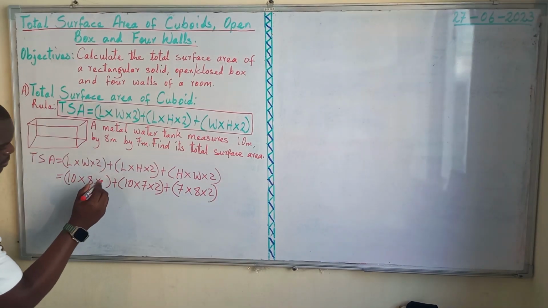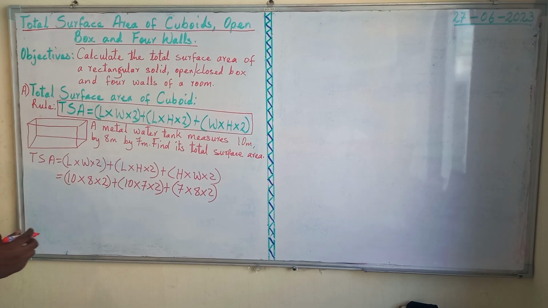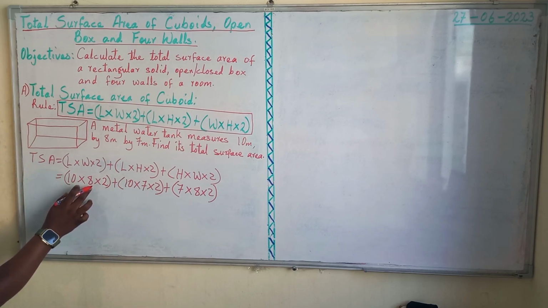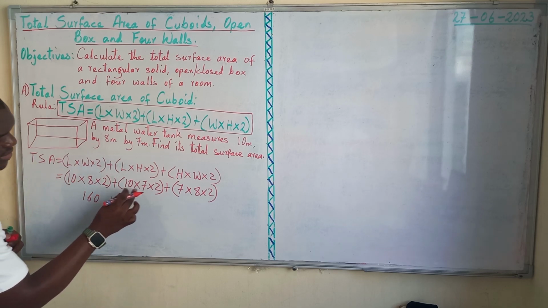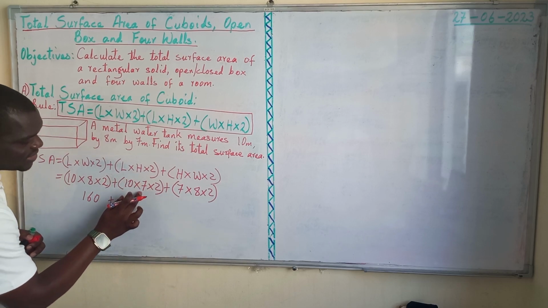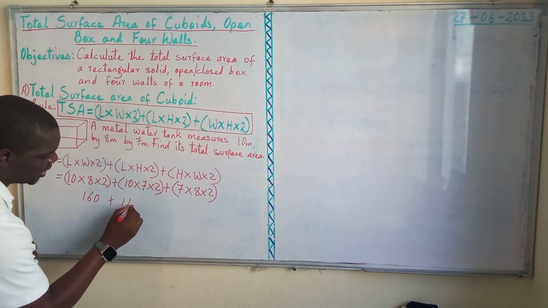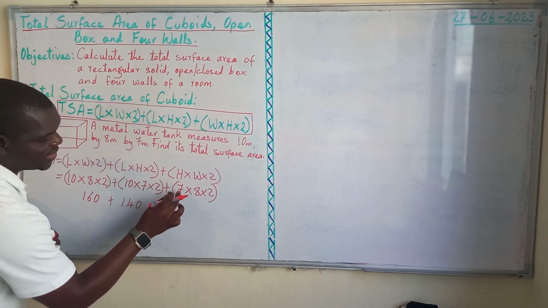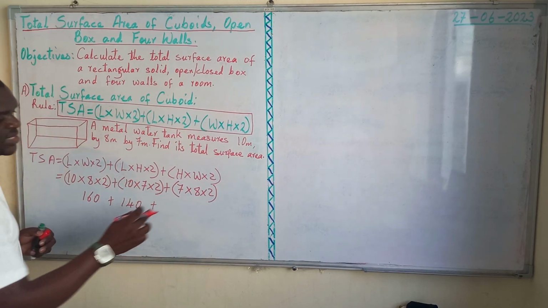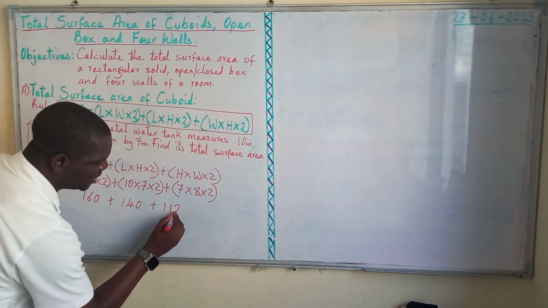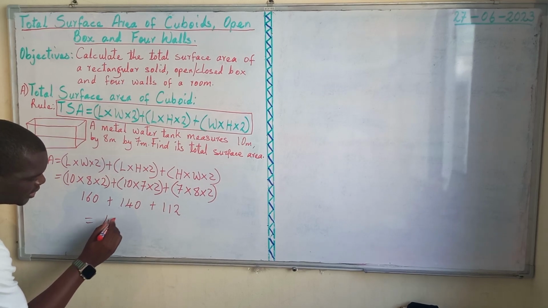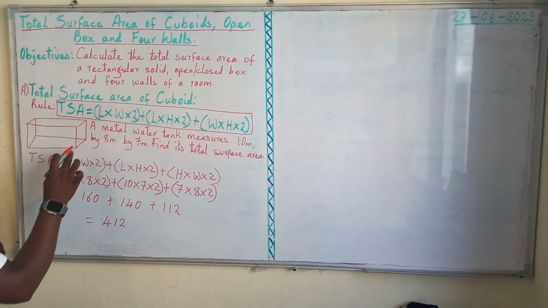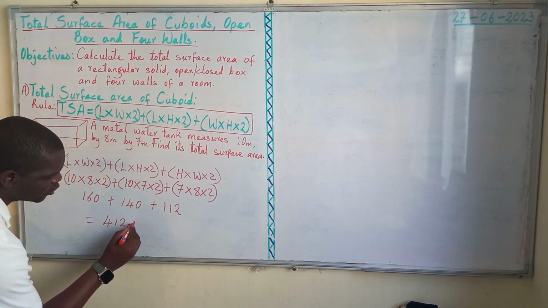Sorry, here multiply by 2 and not by 8. So 10 times 8 is 80. 80 times 2 is 160, plus 10 times 7 is 70, and 70 times 2 is 140, plus 7 times 8 is 56, times 2 is 112. So if we add all this, it's going to give 412, and the unit is meters square.